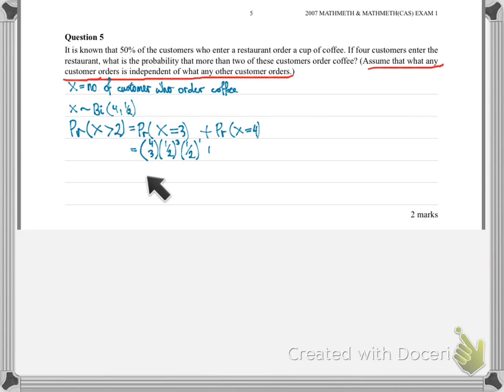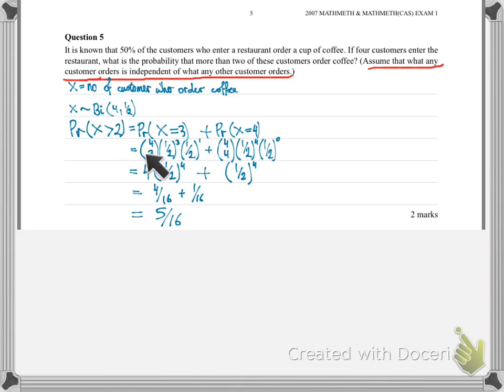So we're going to have the number of combinations of 3 out of 4 things, and the probability of success to the power of 3, and the probability of a failure, 1 minus a half, which is also a half, to the power of 1. So that's the structure of the binomial distribution formula, and you must remember that and know how to use it.